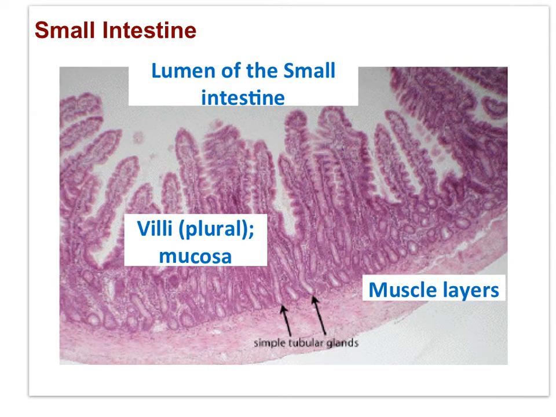In this micrograph, we have a cross-section of the small intestine. Now, this is the small intestine, not the pancreas. The small intestine is also an exocrine gland, manufacturing enzymes involved in digestion. The glands are at the base of these finger-like projections called villi.